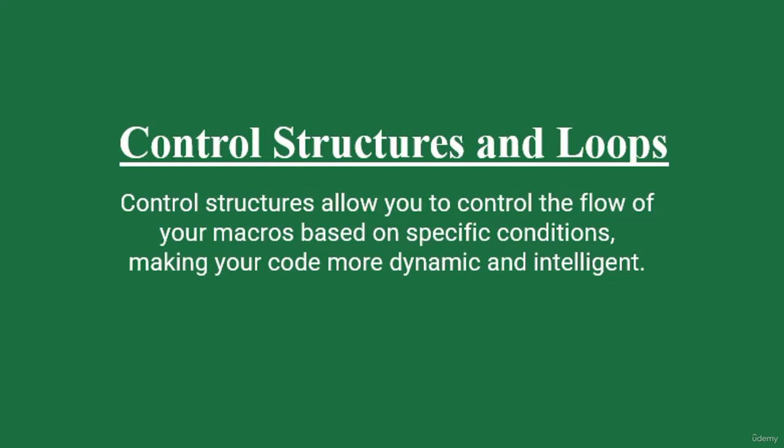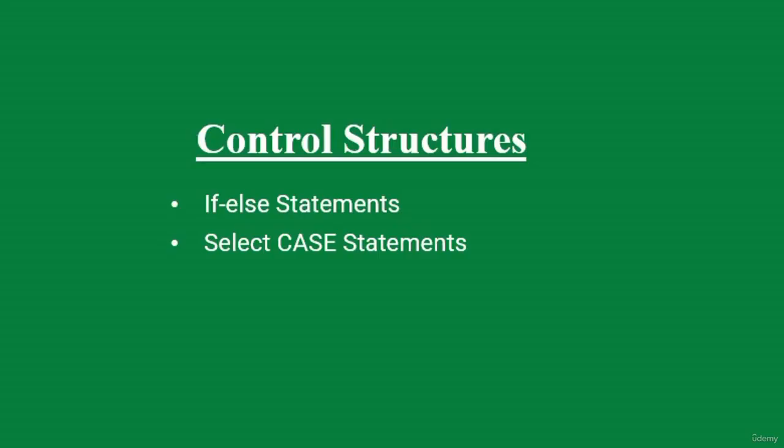Control structures allow you to control the flow of your macros based on specific conditions, making your code more dynamic and intelligent. Control structures serve as the building blocks of any programming language, allowing you to control the flow of execution based on certain conditions. In Excel VBA, we have two primary control structures: the if-else statement and the select case statement. These structures enable your program to make decisions based on certain conditions, opening the door to dynamic and flexible code.